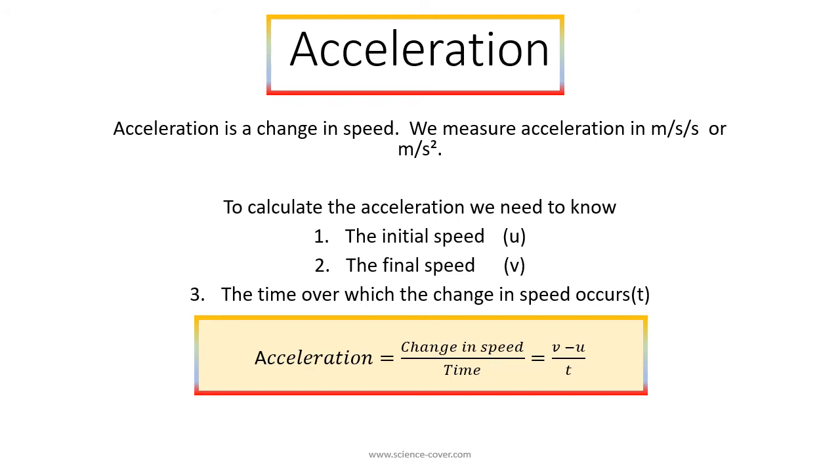To calculate the acceleration, we need to know the initial speed, which we use the letter u to represent, the final speed, which we let the letter v represent, and the time over which the change in speed has occurred, which we'll use the letter t to represent. So an acceleration can be calculated by taking the change in speed and dividing it by the time over which the change of speed occurs. So this is v minus u divided by t.